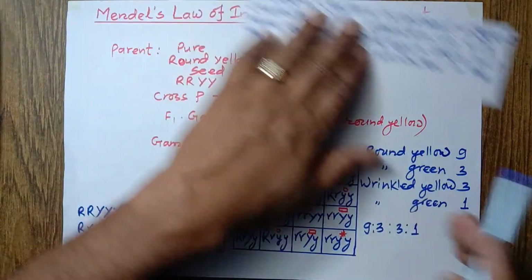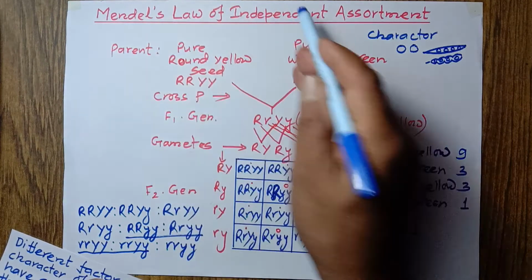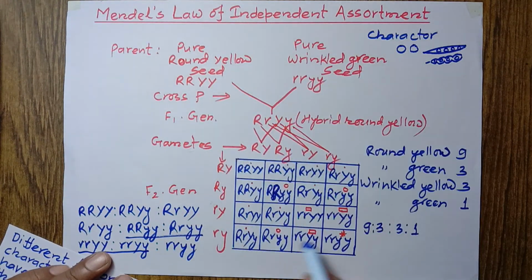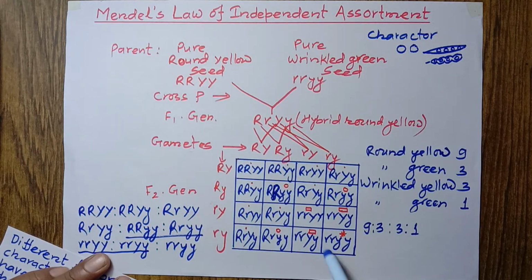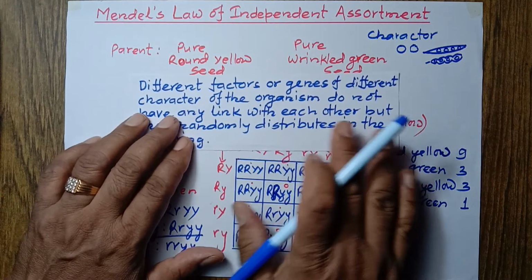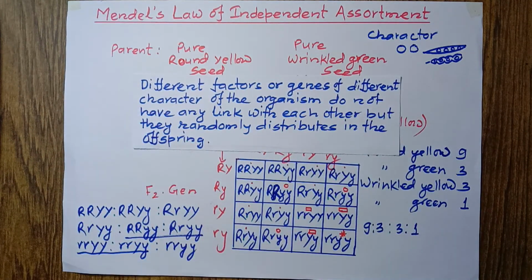It is declared with the help of this dihybrid cross, and this is the example. Looking at the second generation, it is declared, and this law was formulated by Mendel. This is all for today.